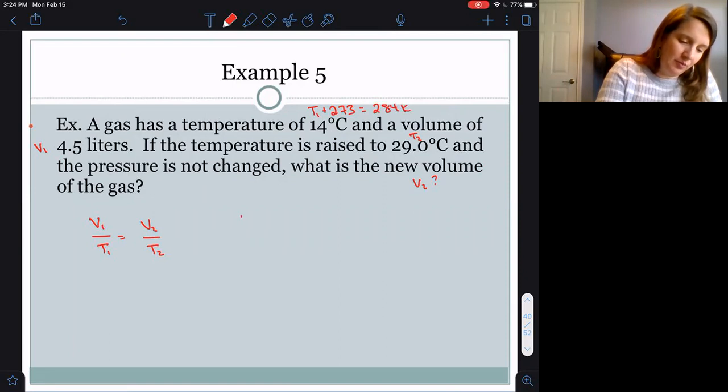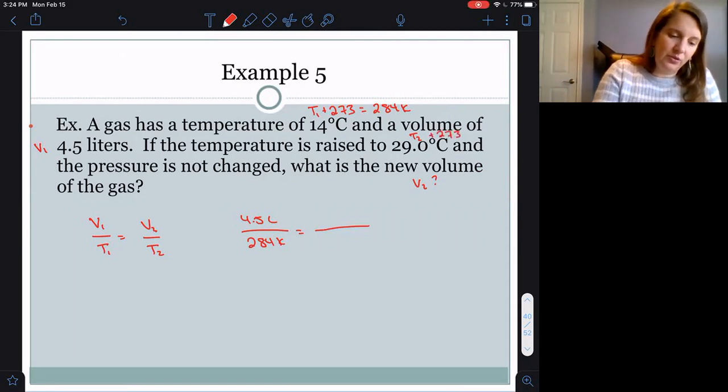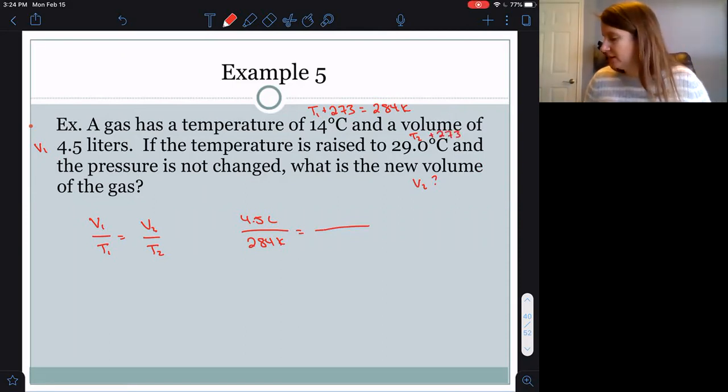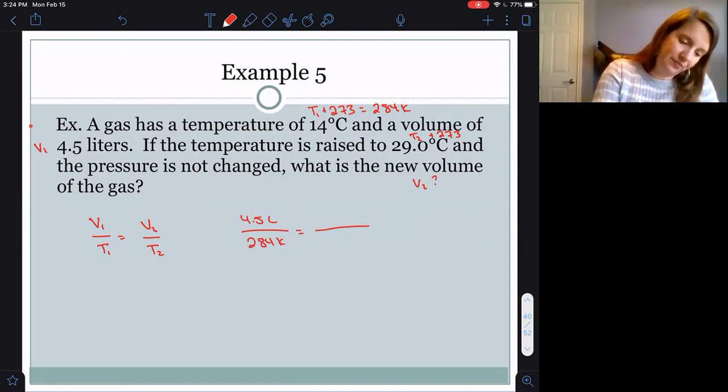So my V1 was 4.5 liters. And I have 284 Kelvin. Over here, I'm going to add 273. So that should be 302. And V2 on the top.